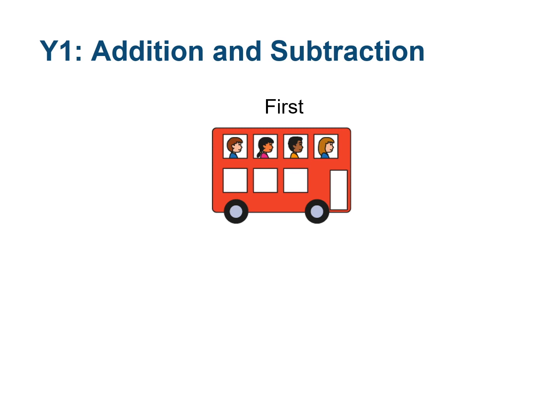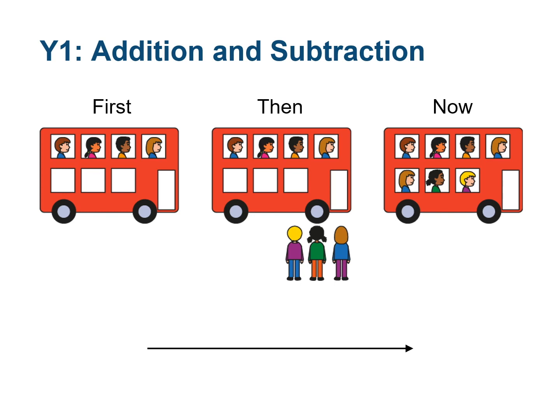First, there were 4 people on the bus, then 3 more people got on. Now there are 7 people on the bus. And pupils should learn how to represent situations like these with equations. The 4 represents the number of people on the bus at first. The +3 represents the number of people getting on the bus. And the 7 represents the number of people on the bus now. 4 plus 3 is equal to 7.